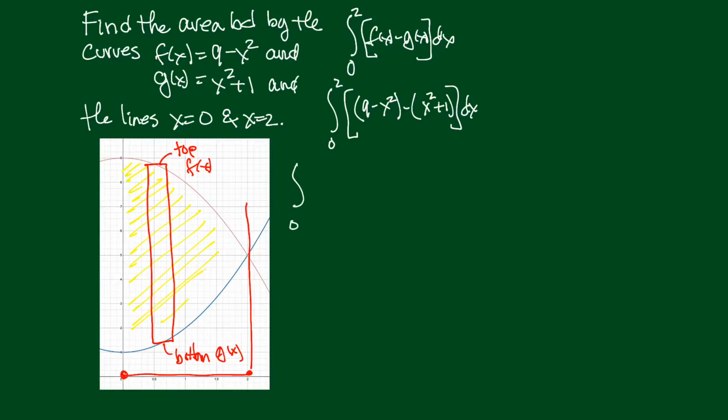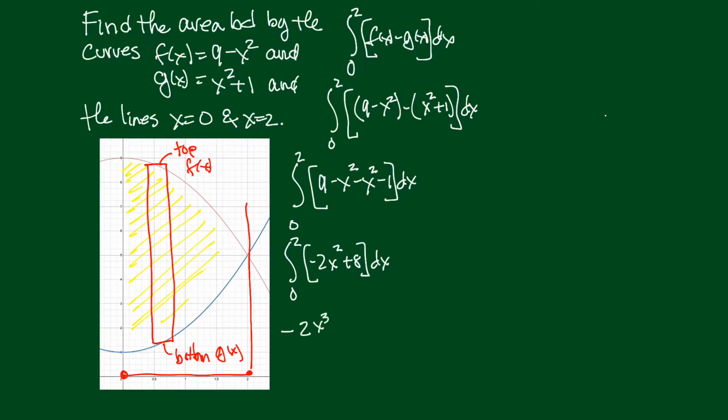This gives us the integral from 0 to 2 of, let's get rid of these parentheses, 9 minus x squared minus x squared minus 1 dx. That is the integral from 0 to 2 of negative 2x squared plus 8 dx. Now let's integrate. This is negative 2x cubed over 3 plus 8x, from 0 to 2.